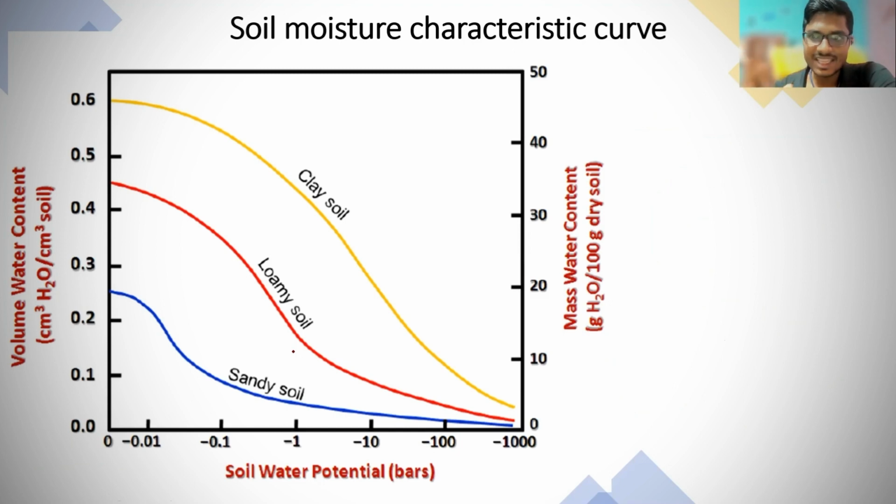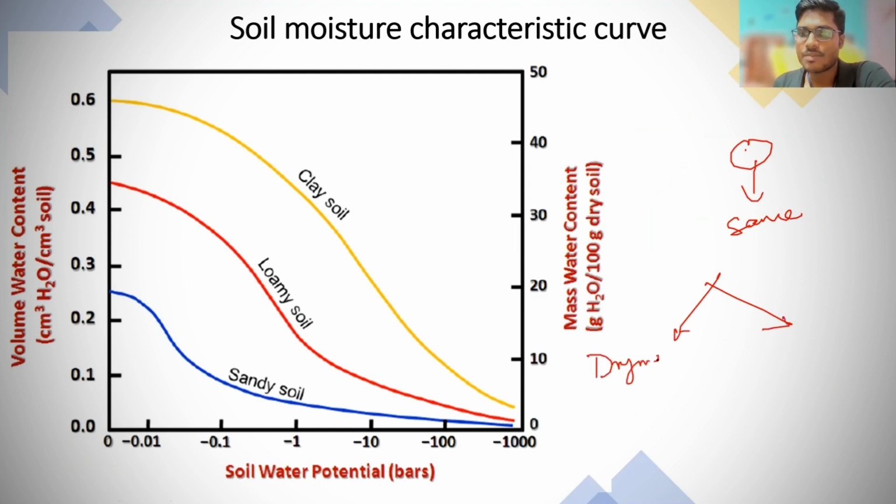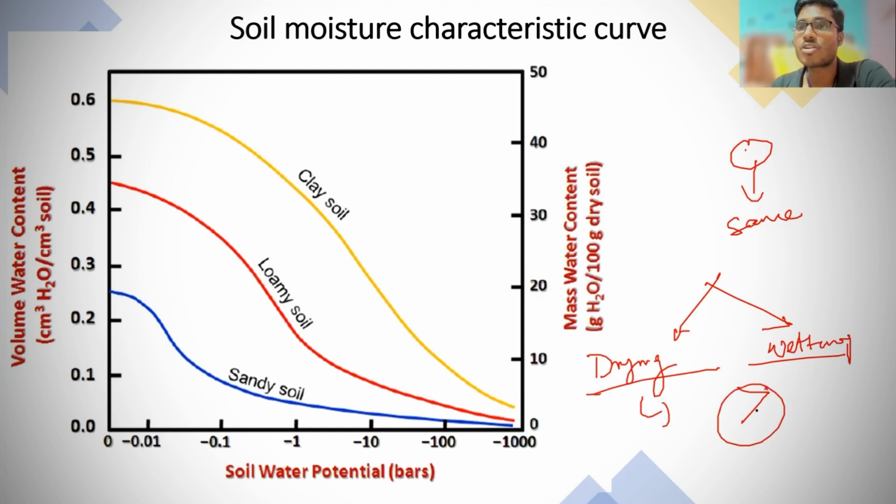Actually, what we expect, because the soil is the same, but here we have prepared the graph by two processes, drying process and wetting process. So we expect that the drying curve and wetting curve will give a similar kind of graph. But in reality, it has been seen that the drying curve always has higher moisture content at a particular tension as compared to the wetting curve.